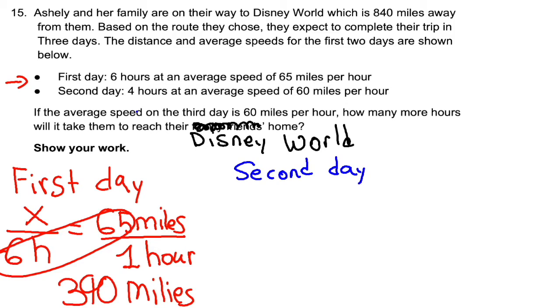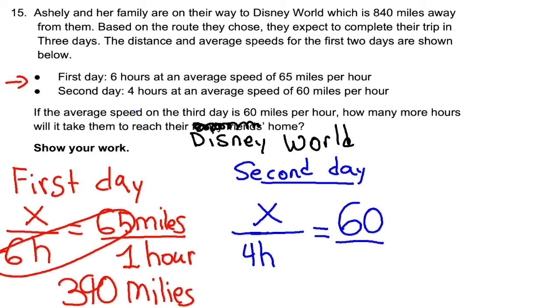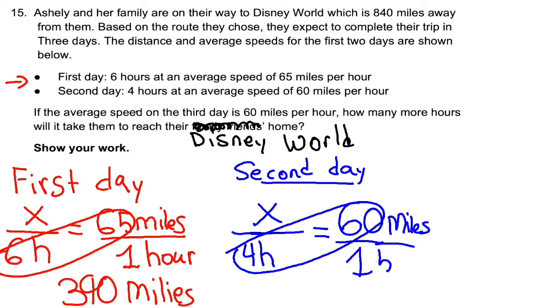The second day, right, they go for 4 hours, right, at a speed of 60 miles per hour. So they go for 4 hours, right? We don't know how many miles they went, but we know they go 60 miles for 1 hour. Okay, so to find the miles again, we're gonna multiply.